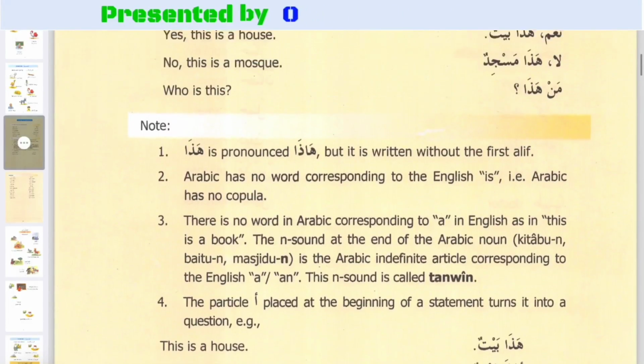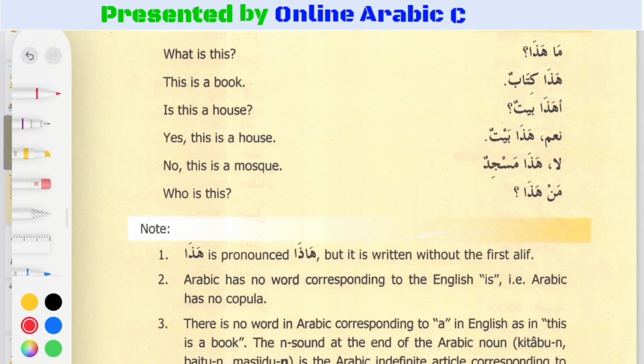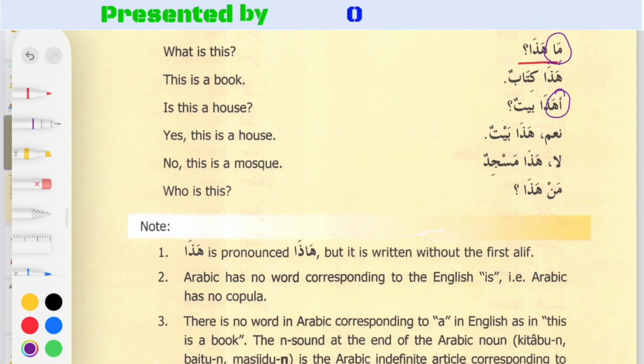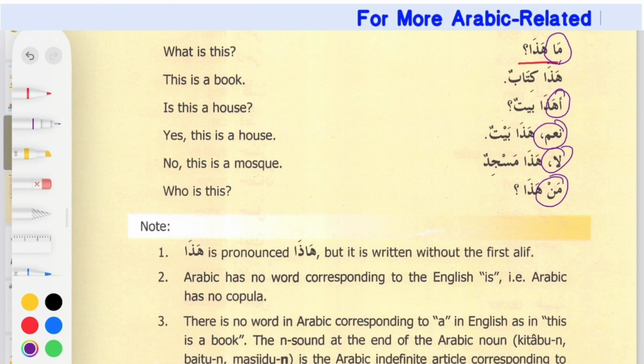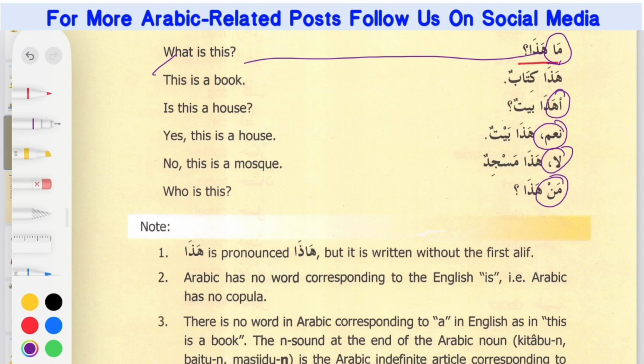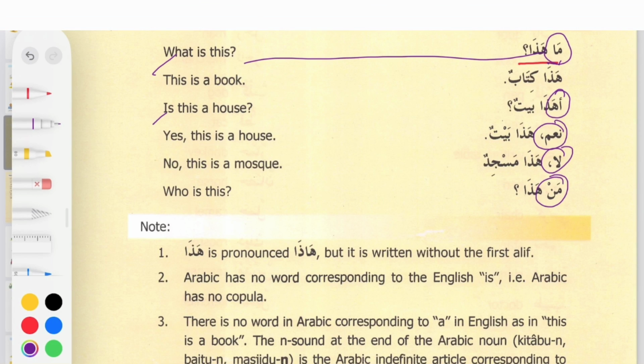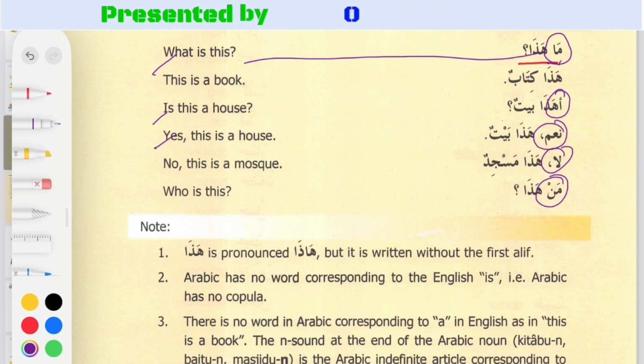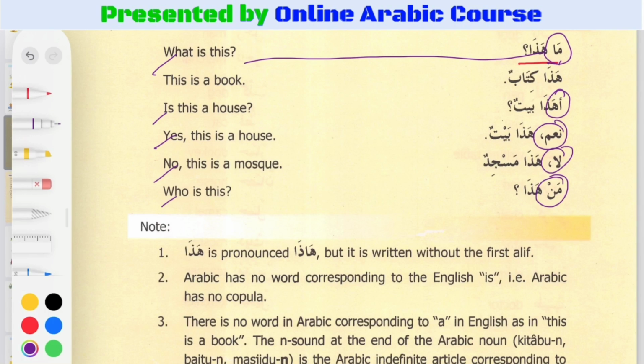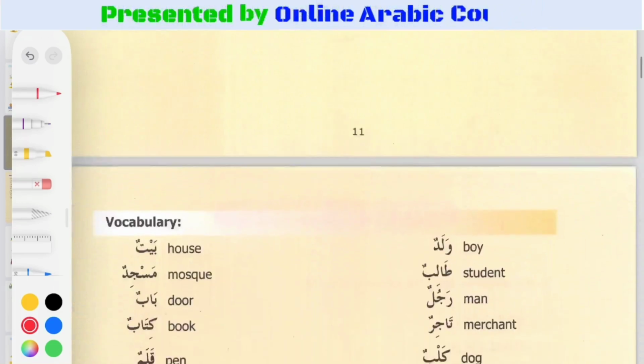Before we start the lesson, let's revise the previous lesson. The previous lesson was about hada, which means this. We write like this, hada. Hada means this. We also learned about ma, a, na'am, la and man. Ma means what, a means is. I elaborated it in detail, so you must watch the first lesson. Na'am means yes, la means no, and man means who. Alongside we understood the sentence structures in Arabic language as well. So you must watch that video. And now let's start today's lesson.